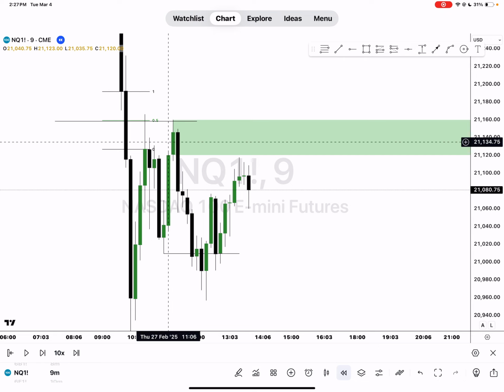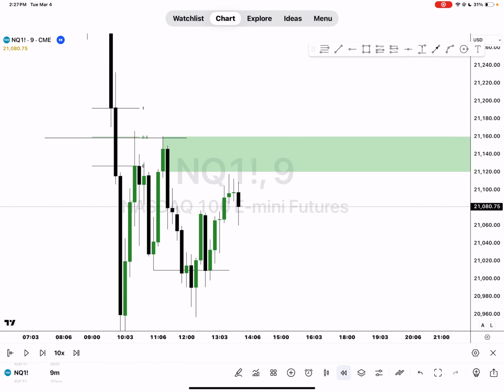I don't need to go any lower than this. And quite frankly, if I don't need to refine this anymore, I can just wait for price to react off this and play the reaction in current time. But if I wanted to be aggressive, I would just take the trade off of this 9 minute candle.